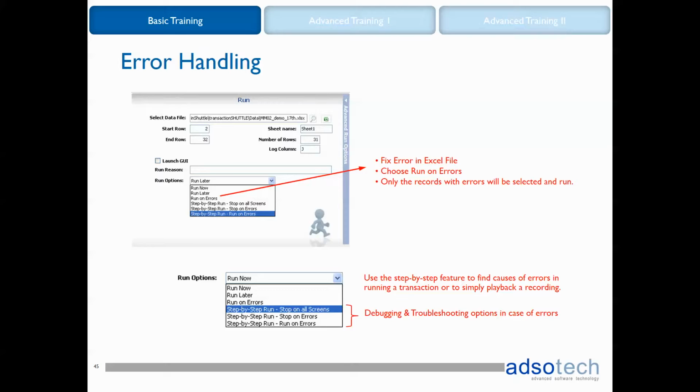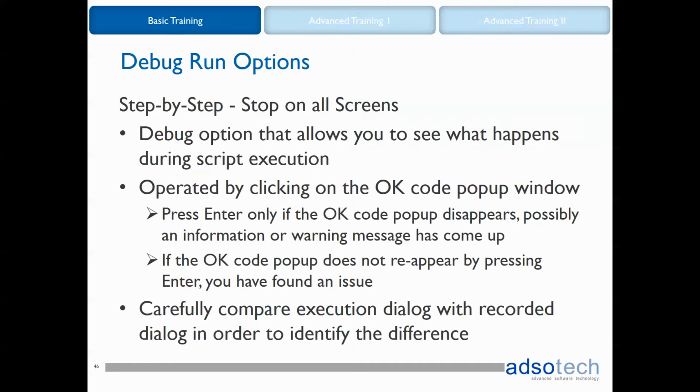Another run option that I like to use is a step-by-step run, and usually it is stop on all screens, as given here on the bottom. This way I will actually be able to see what is happening in SAP. So that will be here. Step-by-step stop on all screens.